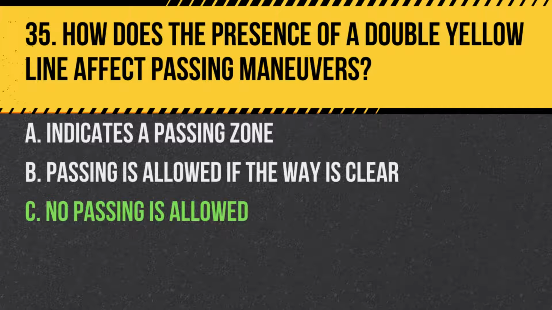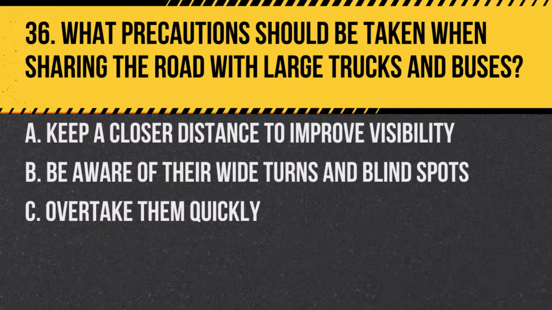Answer: C. No passing is allowed. A double yellow line means that passing is not allowed for vehicles in either direction. Question 36. What precautions should be taken when sharing the road with large trucks and buses?